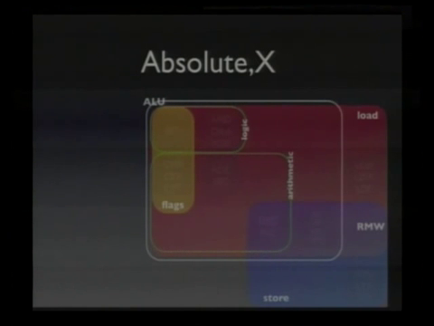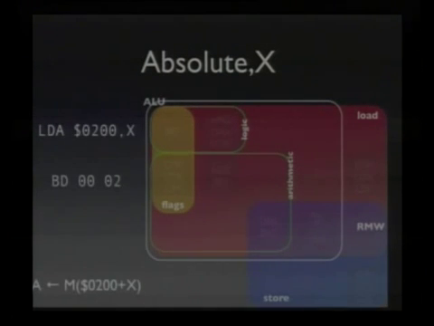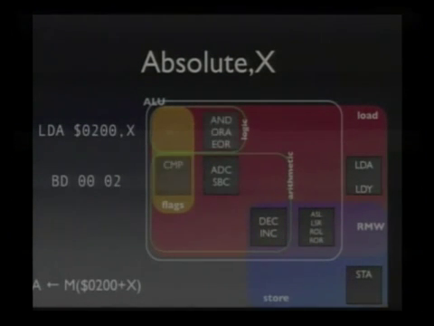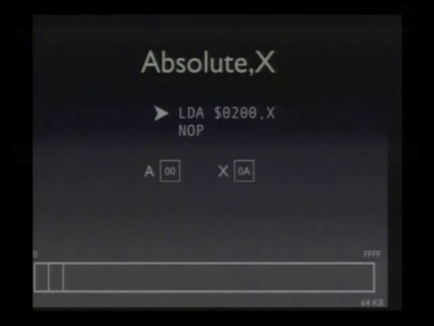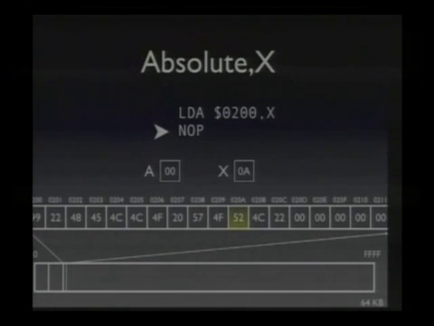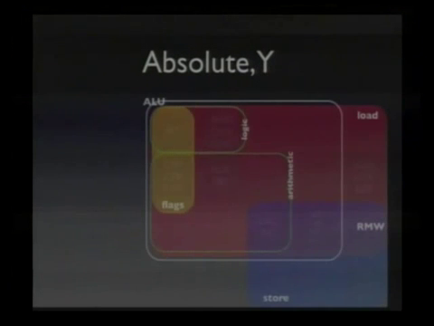There's absolute X-indexed addressing, which is intended for reading from tables, from lookup tables. So it first adds X to that address that I specify and then reads from that address. In the example, I read from 200 plus X, so I read from 0200 plus 0A, and 020A is 52. I read that into the accumulator.